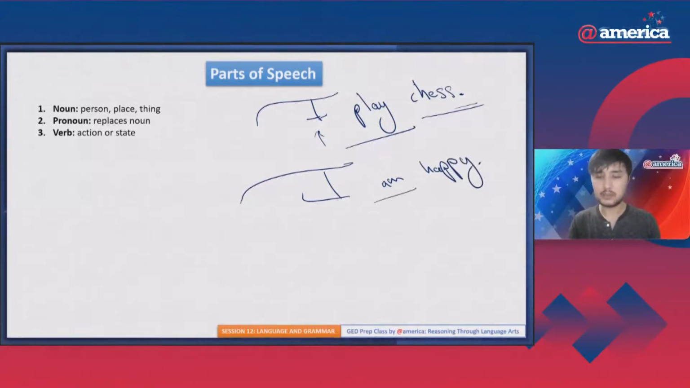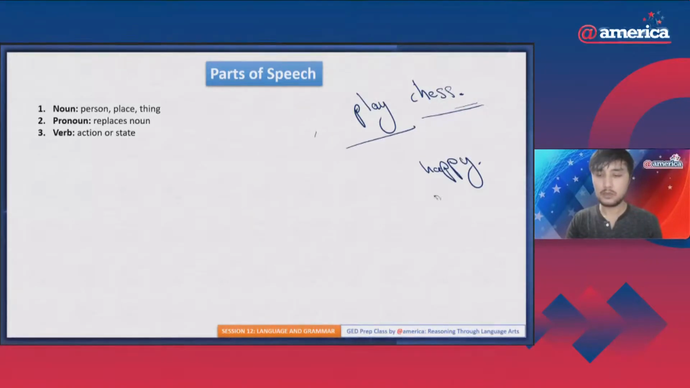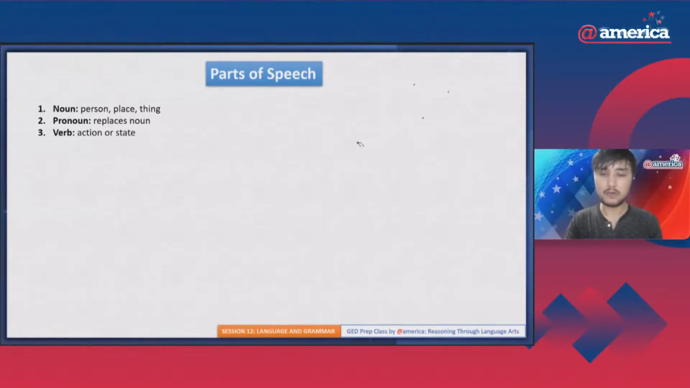In this case, am is a verb and it's a state. You have different types of verbs. You have helping verbs, primary verbs. But in any sentence, you have to have a verb to make it a complete sentence.